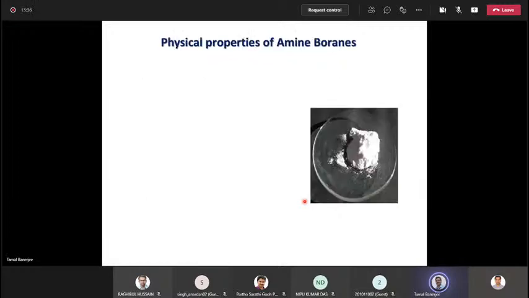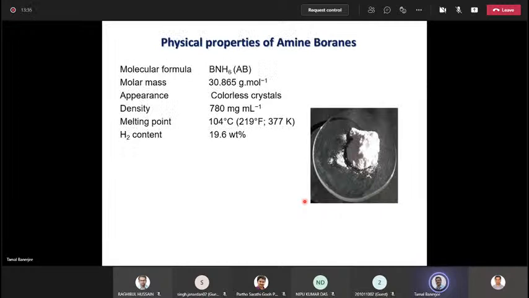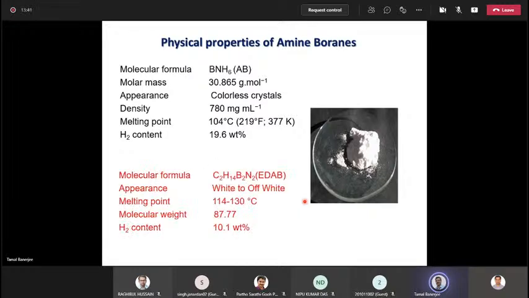So these are the amine boranes. These are the molar mass, appearance, density, the melting point, and the amount of hydrogen. Another entity is ethylenediamine bisborane. So it is white to off-white. This is the melting point. The hydrogen content is 10%. Even though it is 10%, still it is better because the temperature conditions for release from this are much easier as compared to this.